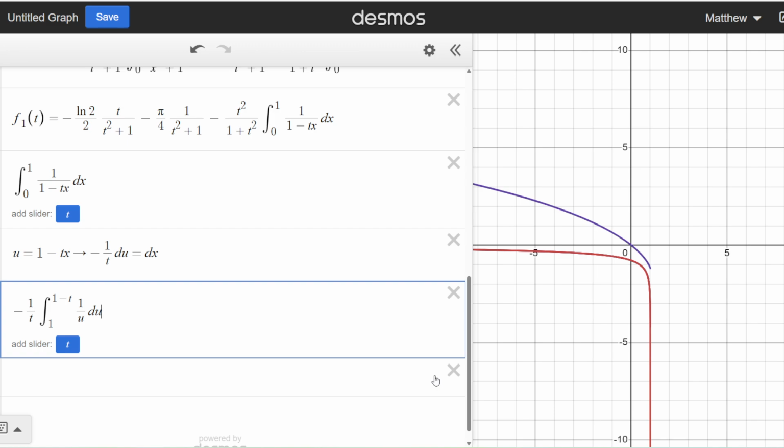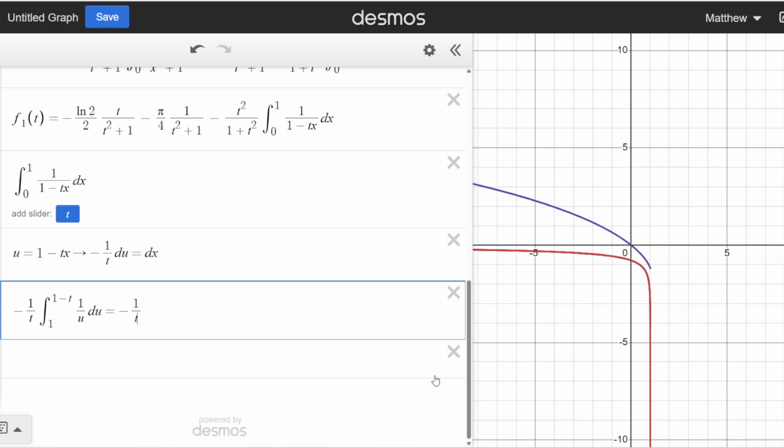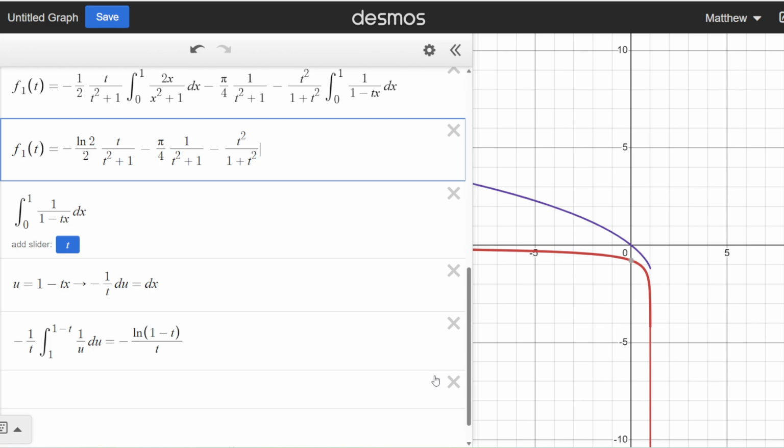All right, so that is going to equal negative 1 over t times natural log of something minus natural log of something. Our lower bound is 1, so that is 0, it goes away. This is 1 minus t. So that integral evaluates to natural log of 1, negative natural log 1 minus t over t. Let's copy that here, put it in parentheses, and see if we got the right thing. We did.